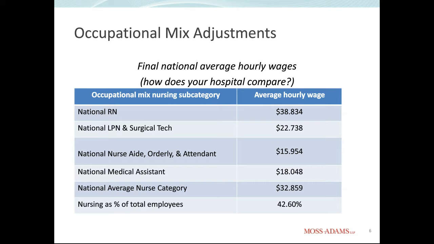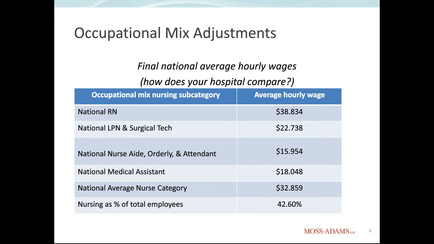The national average nursing category on the slide, the $32 and I'll round it 86 cents, is the key number that you'll want to keep track of when you look at the occupational mix data.